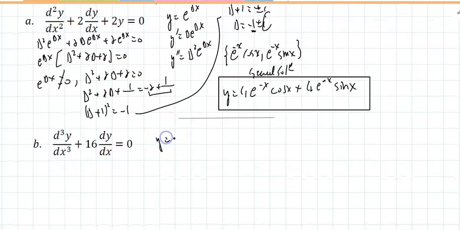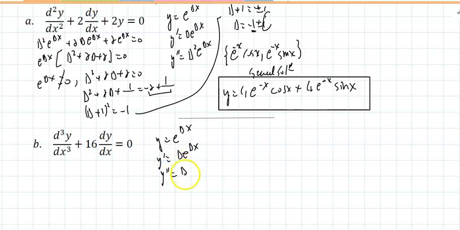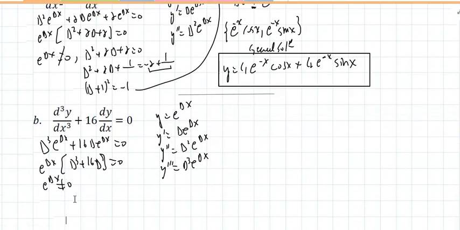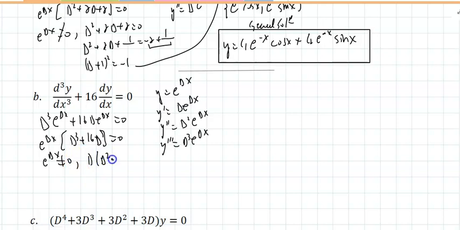If I let y equal e to the dx, y prime equals d e to the dx. Again, this is a third order differential equation with constant coefficients. In case you're wondering, we don't deal with non-constant coefficients. That's a different class. So we have d, oh, and I need a third derivative. Look at that, almost forgot. So d cubed e to the dx plus 16 d e to the dx equals 0. Factor out e to the dx. You're left with d cubed plus 16d. So e to the dx can never equal 0. It must be that d times d squared plus 16 equals 0. That would mean that d equals 0 or d equals plus or minus 4i.